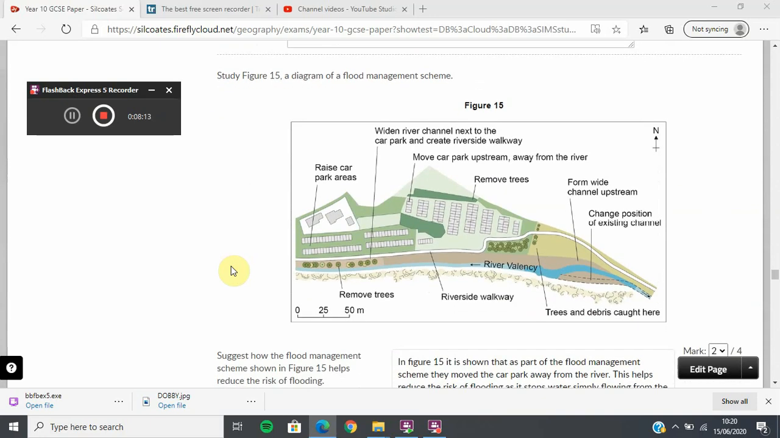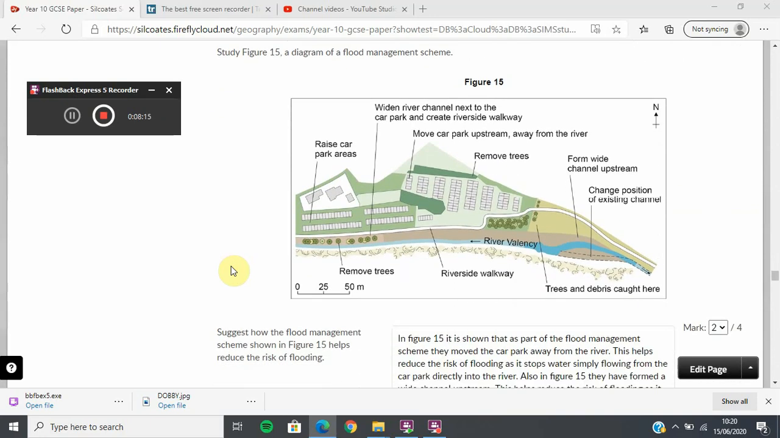Next then we move on to this question here, where it asks us to look at a flood management scheme, a diagram of a flood management scheme, and it then says suggest how the flood management scheme shown in figure 15 helps reduce the risk of flooding. So we're looking for identification of a few different features, okay, about why they've done things.